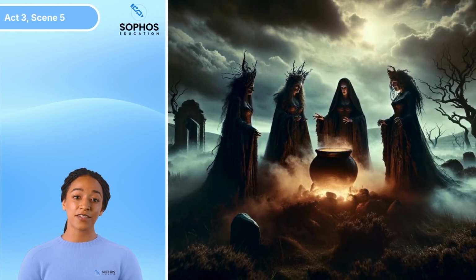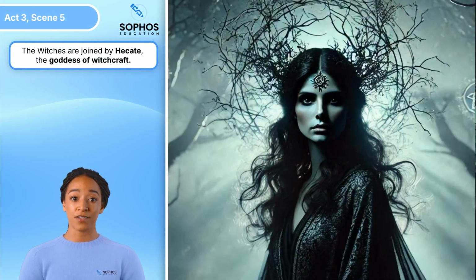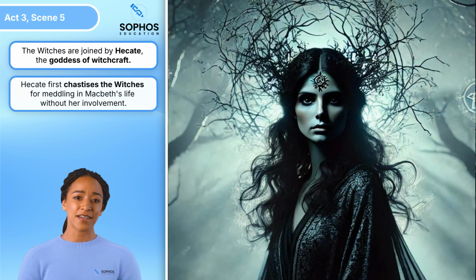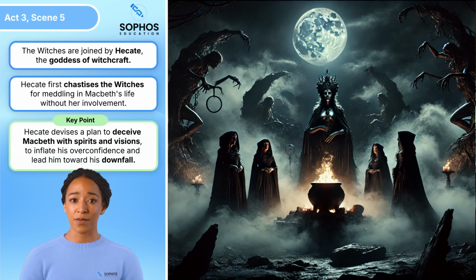Scene 5 introduces us to the witches once more, but this time they are joined by Hecate, the goddess of witchcraft. Hecate first chastises the witches for meddling in Macbeth's life without her involvement. But then, she devises a plan to deceive Macbeth with spirits and visions to inflate his overconfidence and lead him toward his downfall.